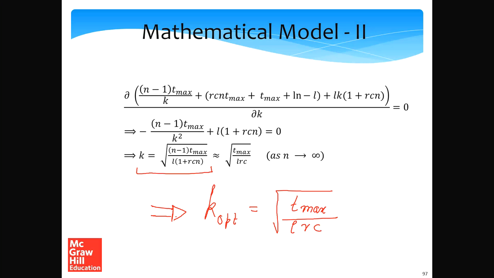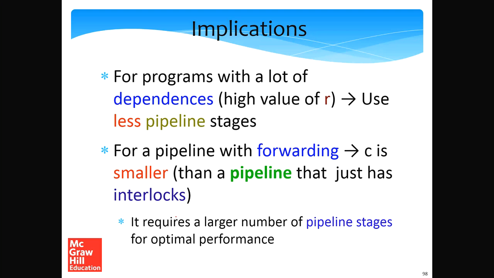And let's quickly try to appreciate what this equation is trying to tell us. So let's look at the implications once again. So let me just write it once again. K optimal is square root of T max divided by LRC. Right? L is the latch delay, R is the stall rate, and C is the constant of proportionality for the stall penalty.